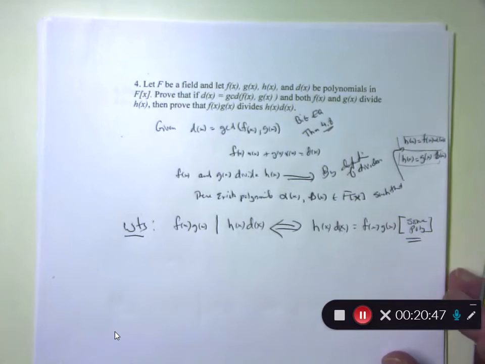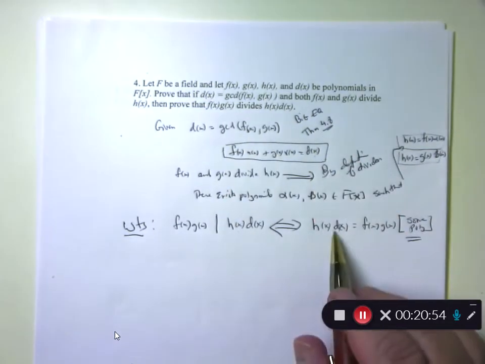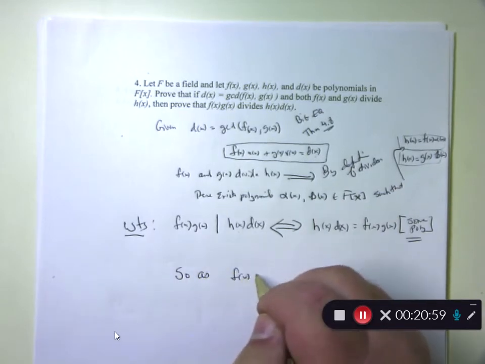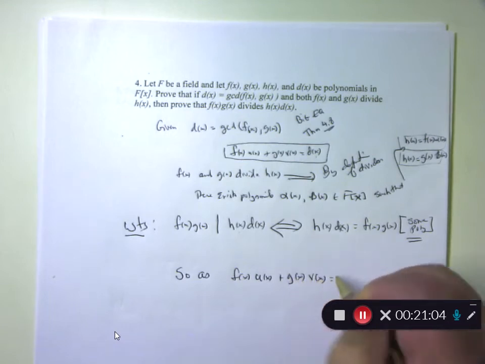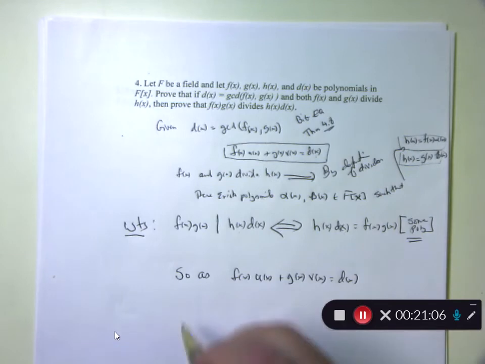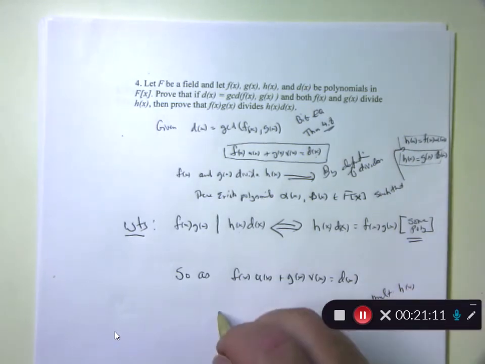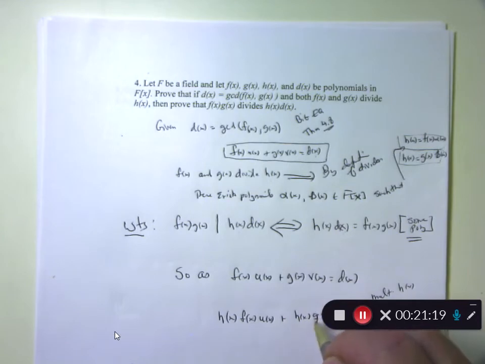So, what do you got here? Here is my equation. I need it to be times h of x. So, start with the classic. So as you have this, f of x times u of x plus g of x times v of x is equal to d of x. Then you're going to multiply both sides by h of x. That gives you h of x, I'm going to go ahead and distribute, times f of x times u of x plus h of x times g of x times v of x is equal to h of x times d of x.